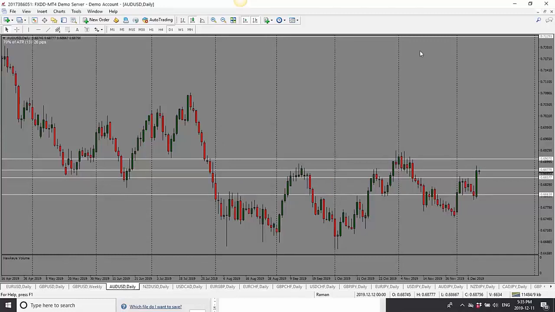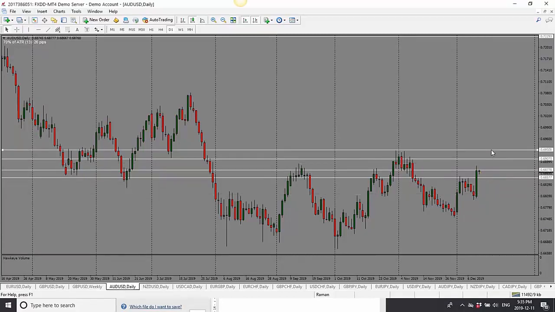But for now, bias is bullish here, and I'm looking for price to pull back into 0.6850 and then a further move to the upside. Target here is 0.6900 as the first target, and then we've got 0.6930. So bullish bias here for Aussie dollar.